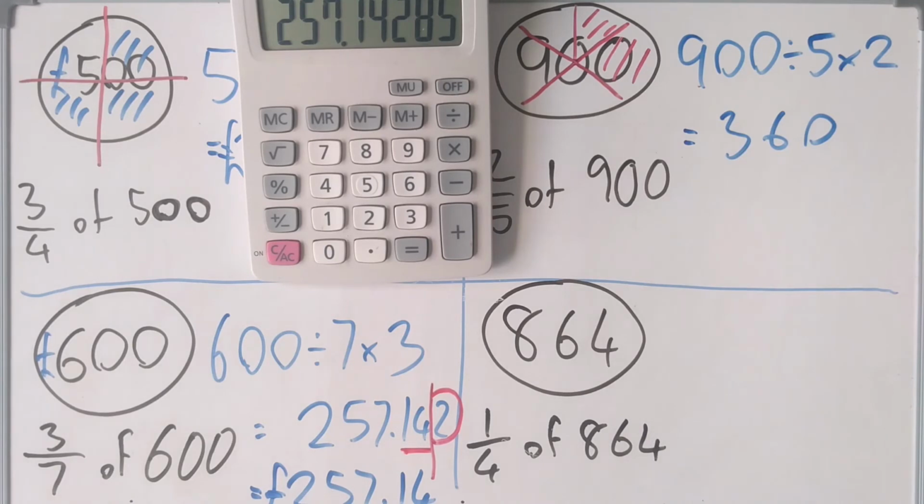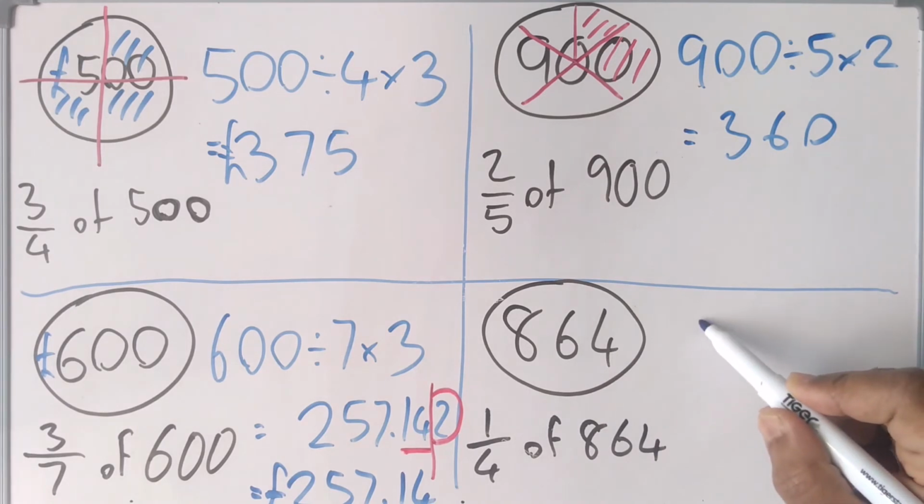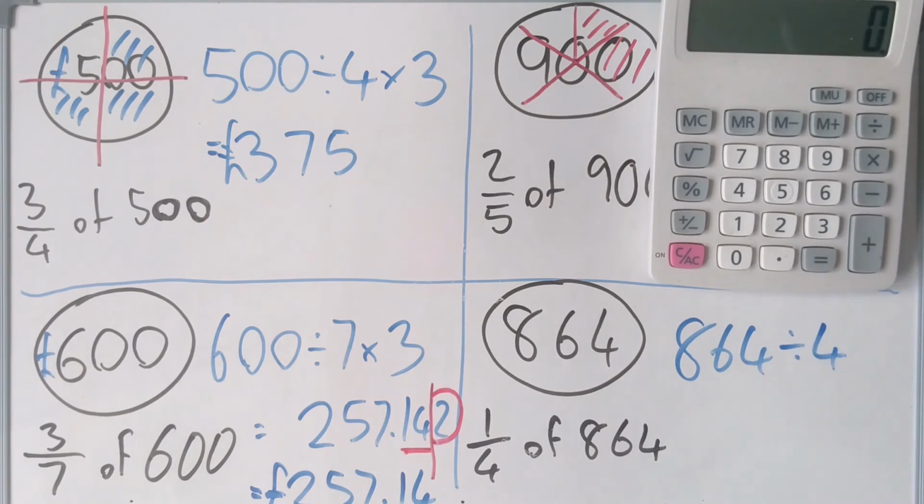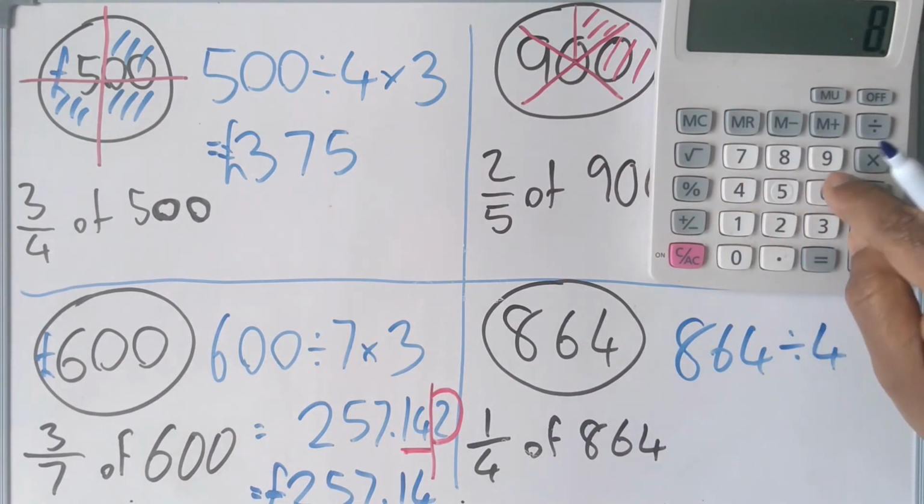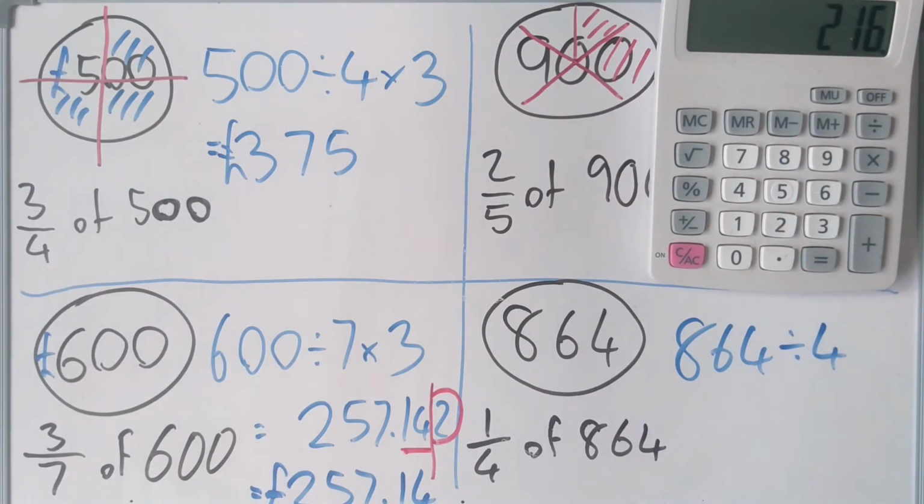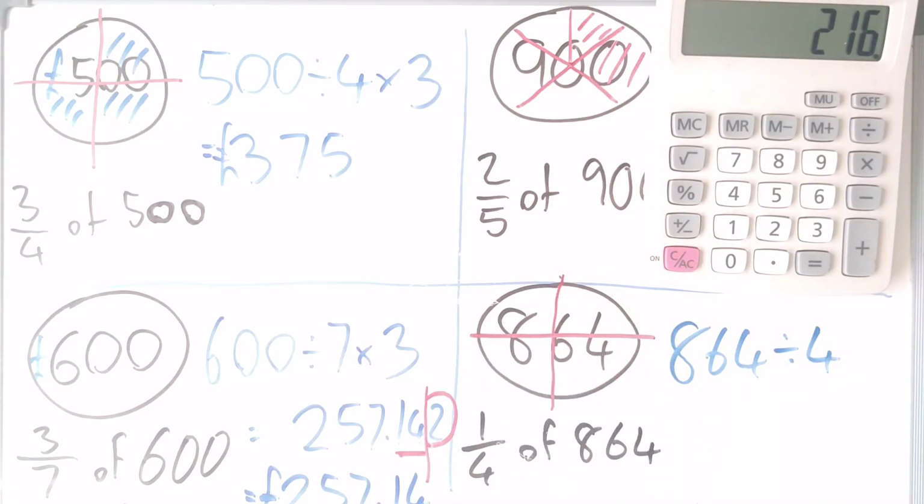Now, looking at the last example, we're trying to work out 1/4 of 864. So we need 1/4 of 864, so it's 864 divided by 4. That's a bit tricky to do in my head, so I'm going to use the calculator. 864 divided by 4 equals 216. So we're just trying to find 1/4. So 864 divided by 4, that gives us the final answer of 216.